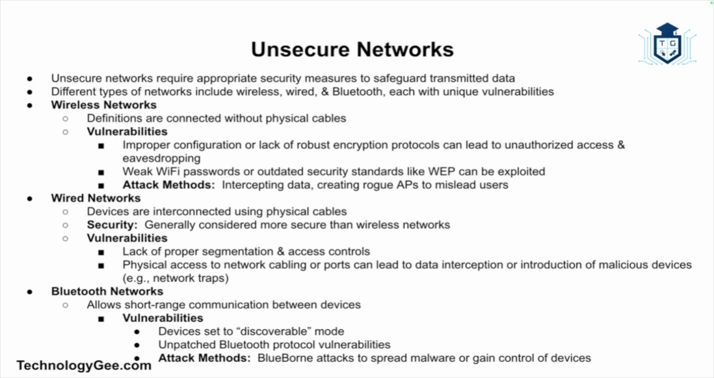Then we have wired networks. So wired networks are where devices are interconnected using physical cables and are generally considered more secure than their wireless counterparts. Wired networks can still be vulnerable if proper segmentation and access controls are not implemented, and attackers with physical access to the network cabling or ports might intercept data or introduce malicious devices such as network taps.